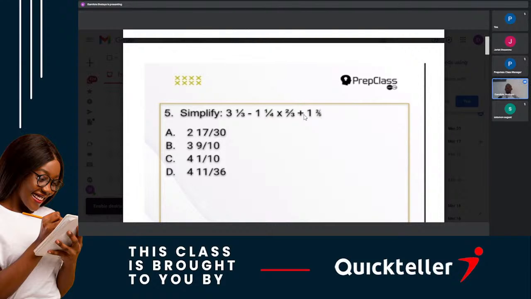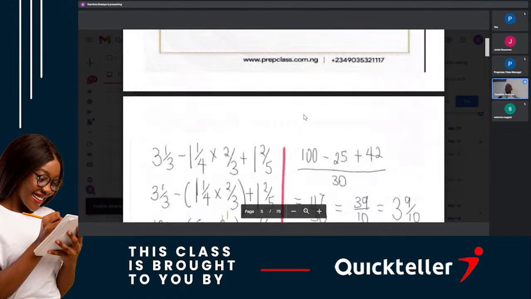You know, BODMAS rule says that brackets first, right? Then of, then division, multiplication, addition, and subtraction. So that's how you must flow. As I'm looking at this question, don't be tempted to begin from the front. If you do, you have failed it. You must begin from the middle, multiplication first, because among all of them, the greatest sign on this screen right now is multiplication, right? So you must flow from multiplication first, and that was what I did here.